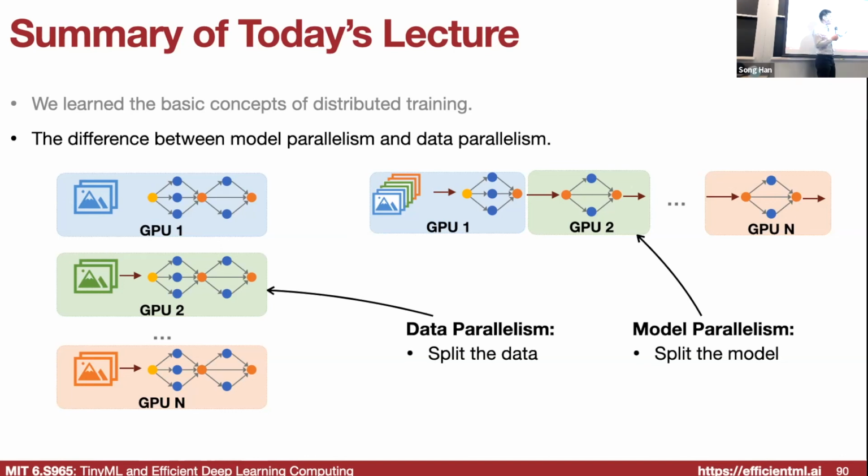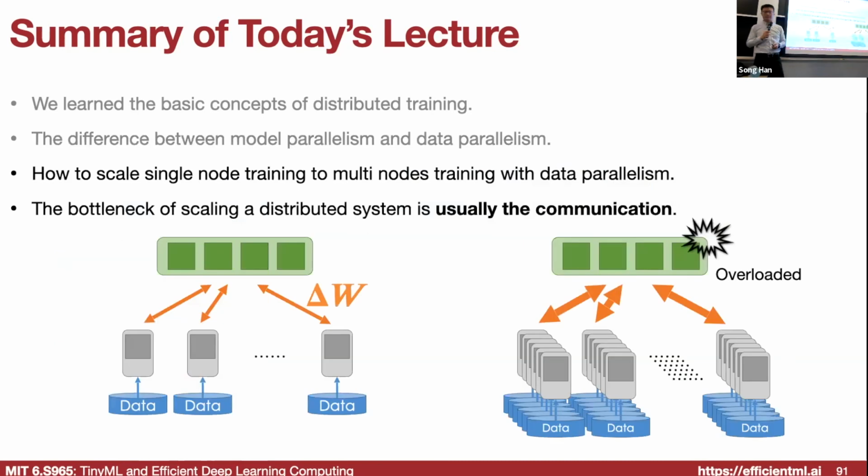Split the data for data parallelism. For another scenario where the model is too big, where even the whole model cannot fit on a single GPU, we need to split the model. Okay? Different GPUs are responsible for different parts of the model while they are sharing the same input training data. And we discussed that the bottleneck of scaling is basically the communication bottleneck, right? From a couple of nodes to many different nodes, the overhead of communication really becomes the bottleneck.